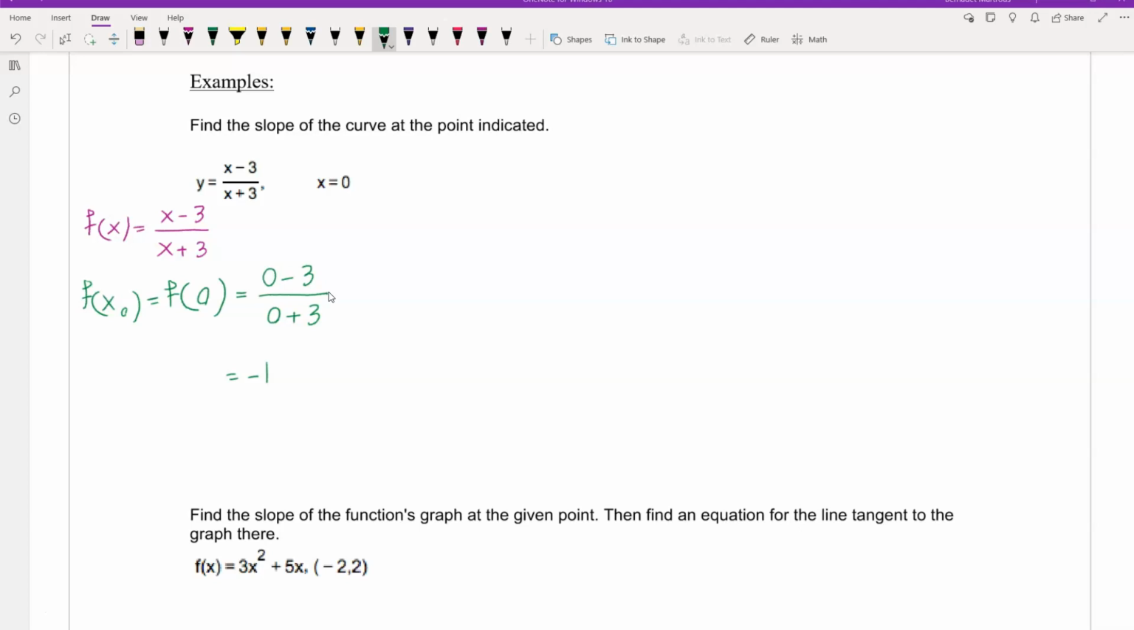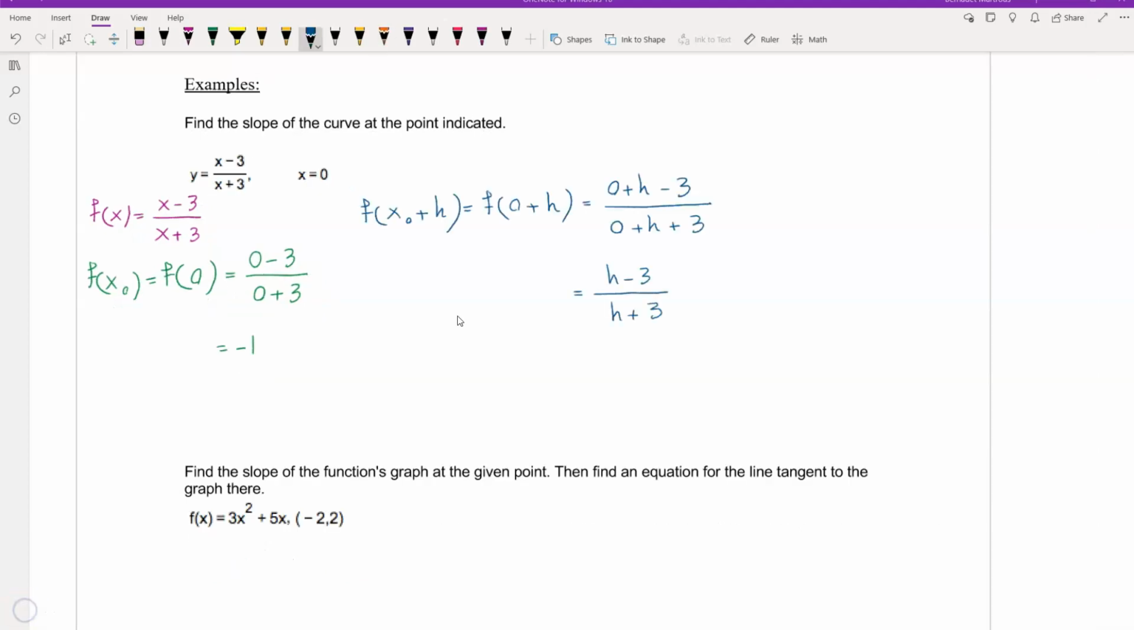Now finding f of x naught plus h. So f of x naught plus h is equal to, our x naught is 0, so using 0 plus h instead of x here, we have 0 plus h minus 3, and in the denominator again we have x, so using 0 plus h for x and then plus 3. So the answer is h minus 3 divided by h plus 3. Now that we have f of x naught and f of x naught plus h, we can find our slope.